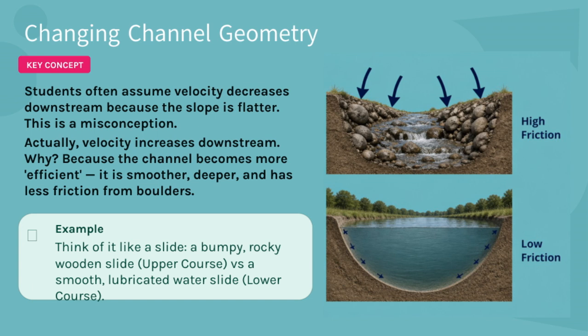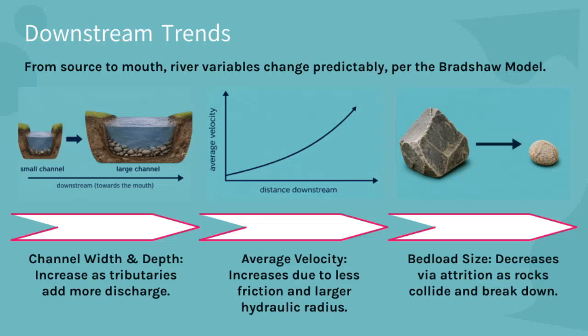A useful comparison is a bumpy wooden slide versus a smooth water slide. The upper course is like the bumpy slide, steep, but rough and full of friction. The lower course is like the smooth water slide, less steep, but much more efficient. As a river moves from source to mouth, several variables change in predictable ways. This is often shown in the Bradshaw Model.